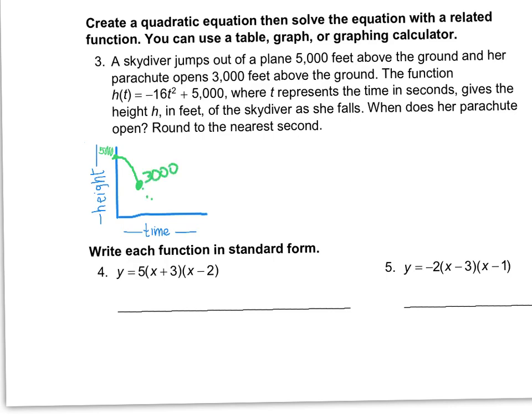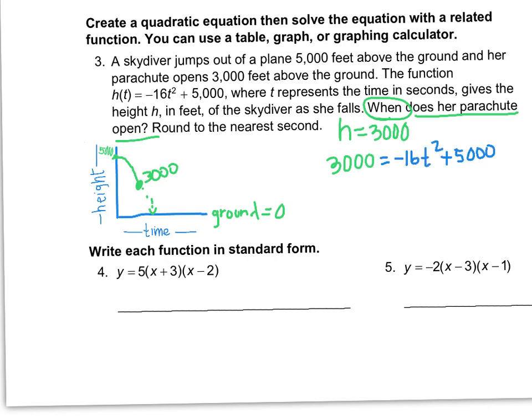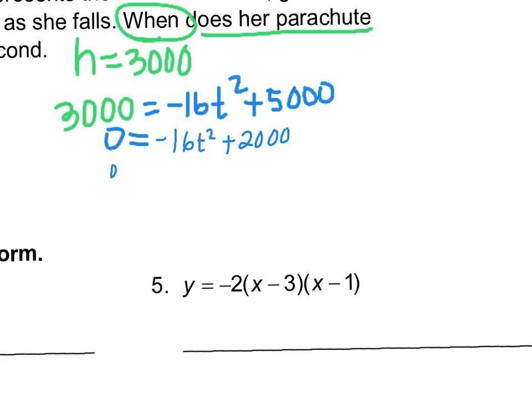Of course, the skydiver is going to continue until he hits the ground, which would be a height of 0. But the problem is interested to find out when, which is time, does the parachute open. So that means that we want to know when the height is 3,000. So we are going to substitute the height of 3,000 into our equation up above and subtract the 3,000.